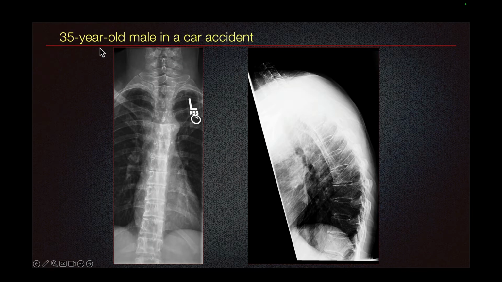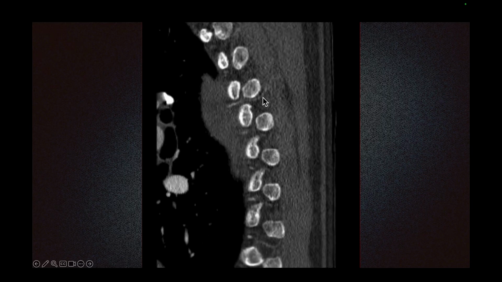I have another case of a 35-year-old male in a car accident. The vertebral bodies have roughly normal height and alignment, and again, the upper thoracic vertebral bodies are not well seen due to overlap from the shoulder. Let's look at the CT.